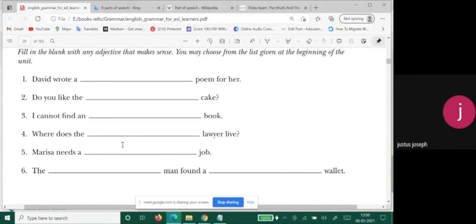From today onwards, you cannot use the word beautiful. You have to use only synonyms of the word beautiful. Do you know synonyms of the word beautiful?